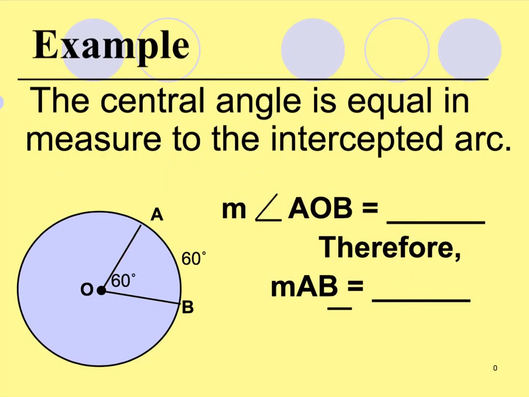The central angle is equal in measure to the intercepted arc. So that's a theorem or property. So here's our central angle. As you can see, we have an angle measure of 60 degrees. That is the value of the measure of the arc. So the measure of angle AOB is equal to 60. Therefore, the measure of arc AB is equal to 60.